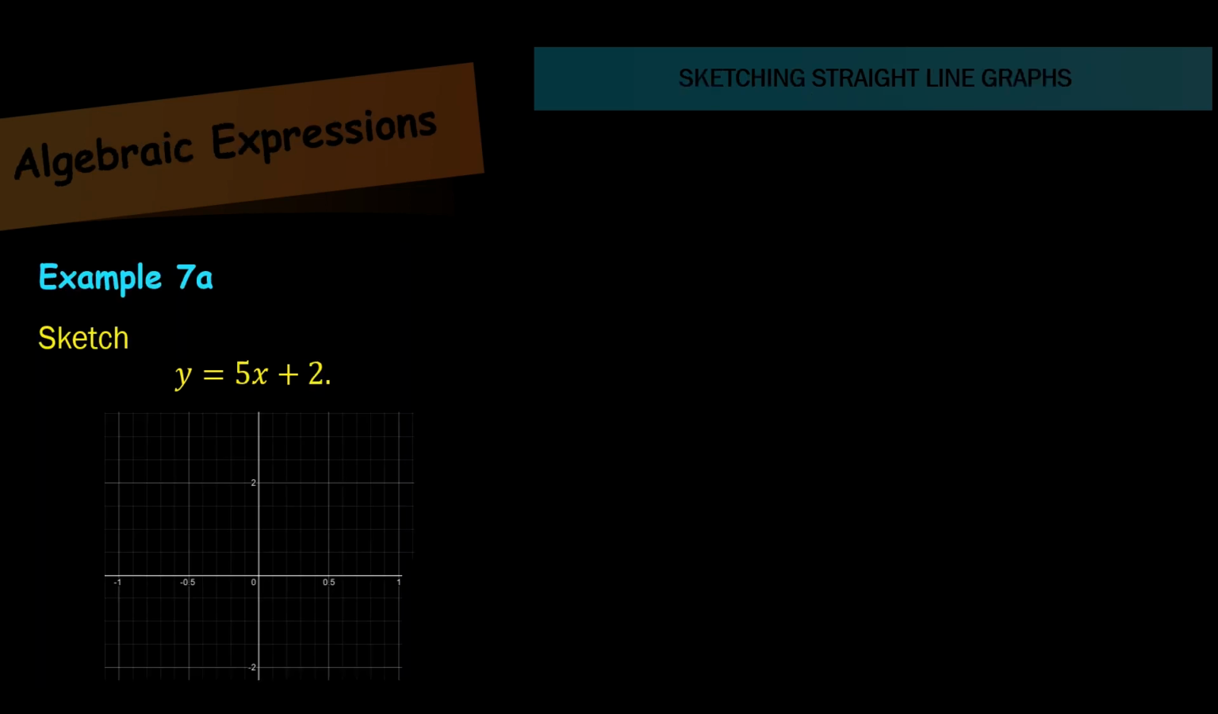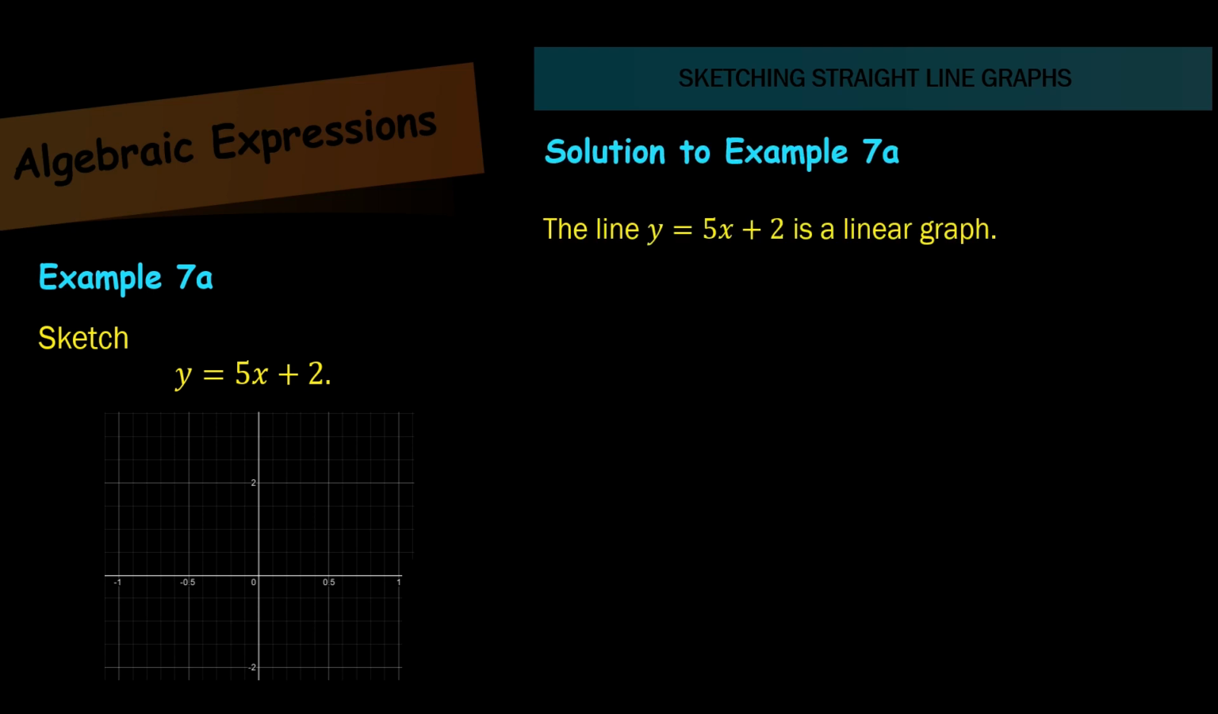Now let's take a look at another example. We are required to sketch y equals 5x plus 2. Clearly the line y equals 5x plus 2 is linear. So we find any 2 points on the graph and join them. The easiest 2 points to find are usually when x is 0, what's y, and when y is 0, what's x.